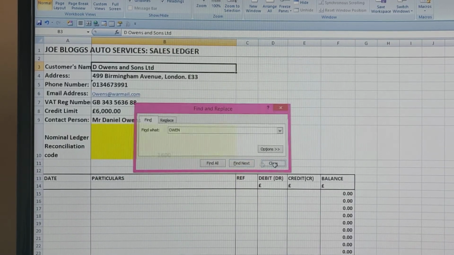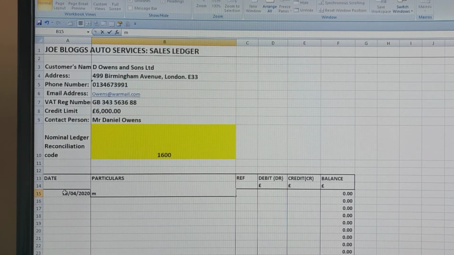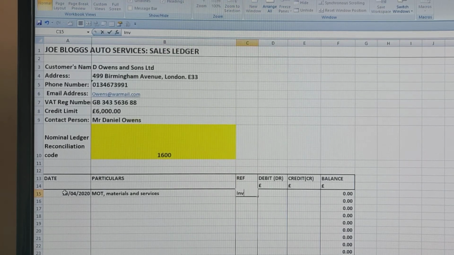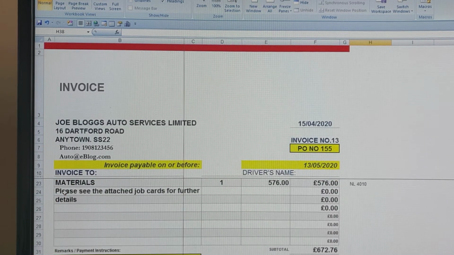So the invoice date is 15th of April 2020, 1504. MOT, materials and services. Invoice 13. And the invoice amount is now going to be debited. Everything, including VAT, will be debited to the customer's account. Yeah, everything, including VAT.